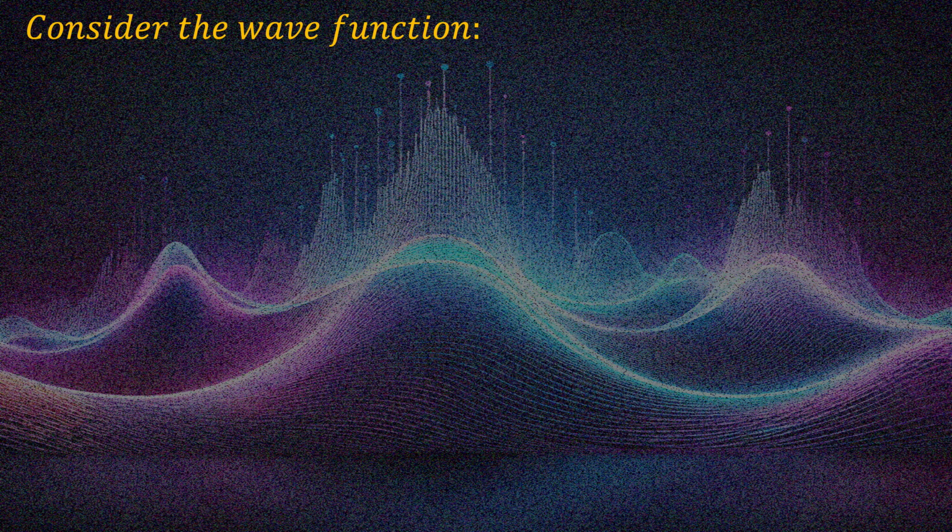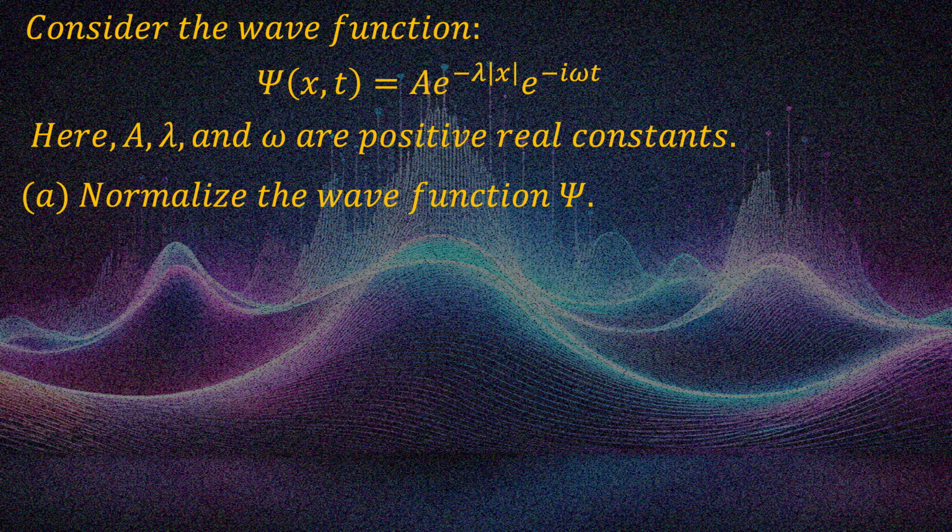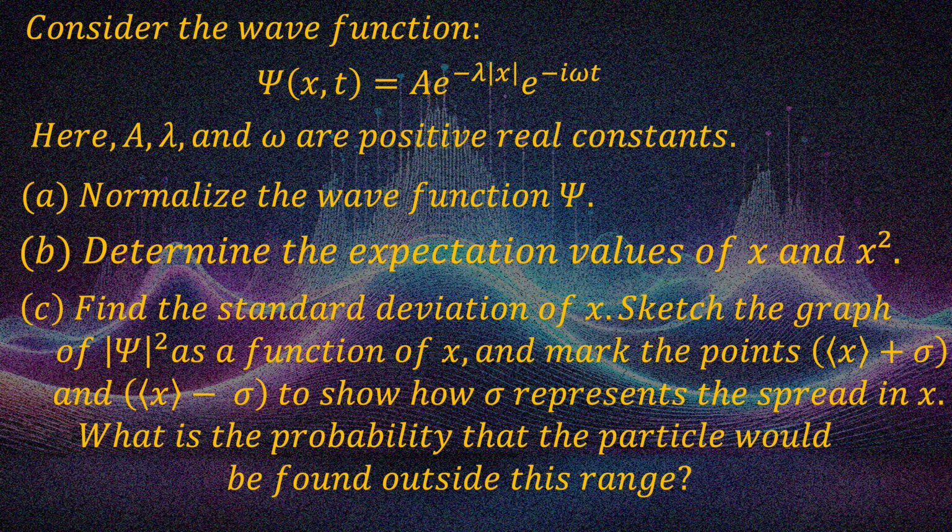In this video, we're going to do another question on probability density function. In this case, we have this wave function, and we have this constant, which is a real positive constant, and we want to normalize the wave function, which means finding A, and we want to determine the expectation value of x and x square, and then we want to find the standard deviation of x.